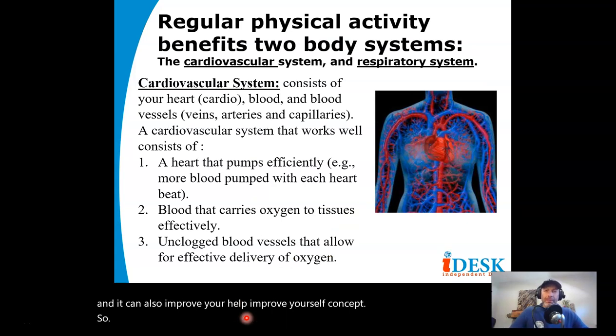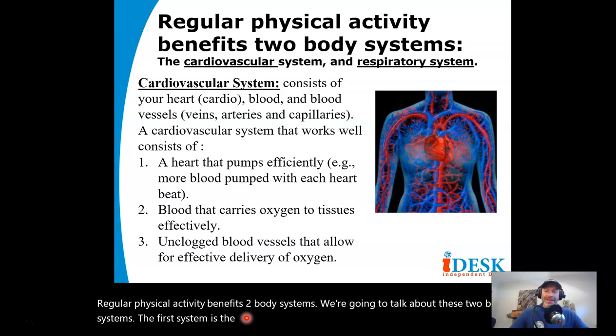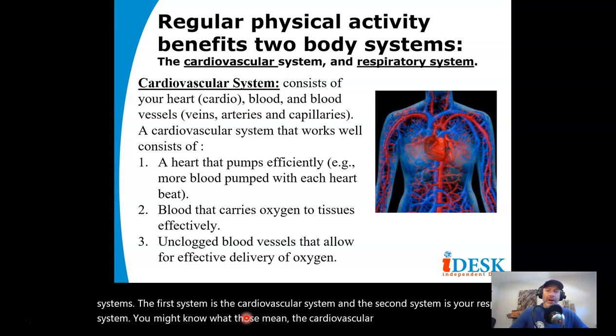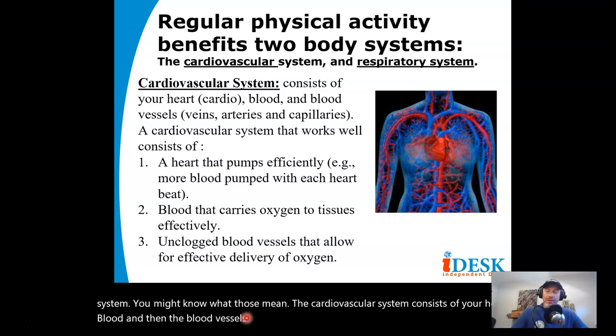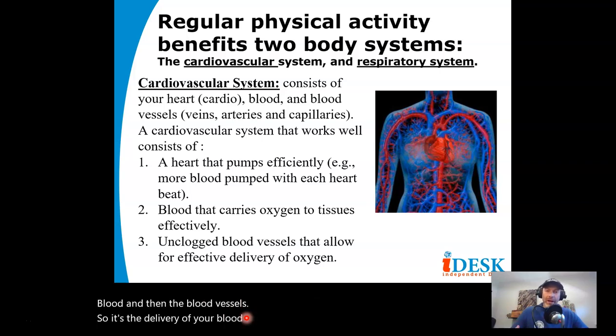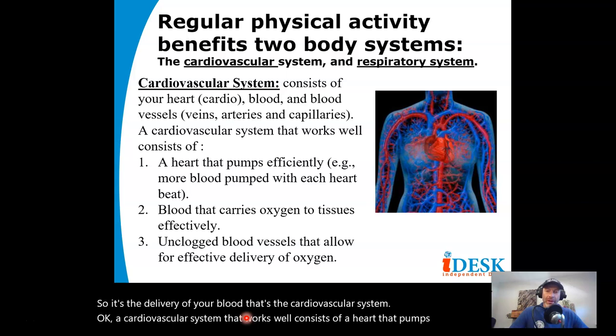So, regular physical activity benefits two body systems. We're going to talk about these two body systems. The first system is the cardiovascular system, and the second system is your respiratory system. You might know what those mean. The cardiovascular system consists of your heart, blood, and then the blood vessels. So it's the delivery of your blood. That's the cardiovascular system.